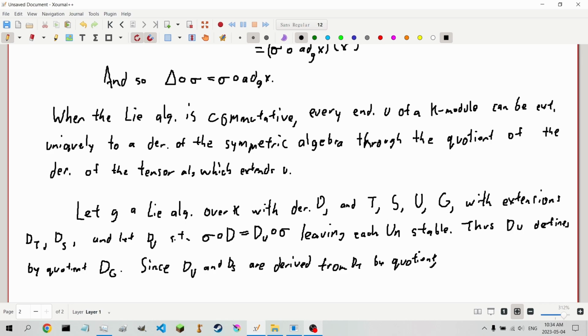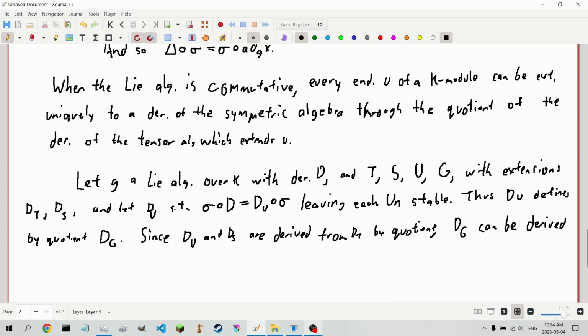We have from our old diagram, which they refused to reprint, and I'm not going to go back to, that dG can be derived from dS by the homomorphism we saw earlier from G to S.